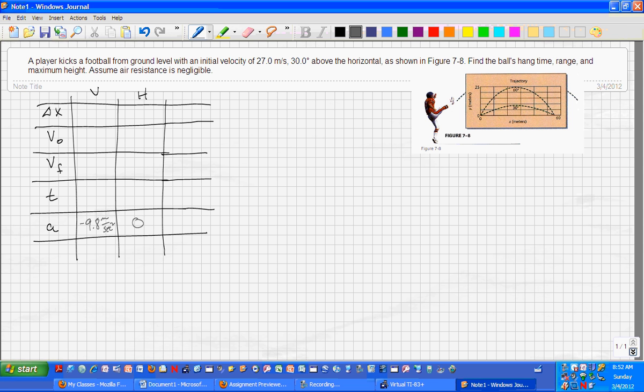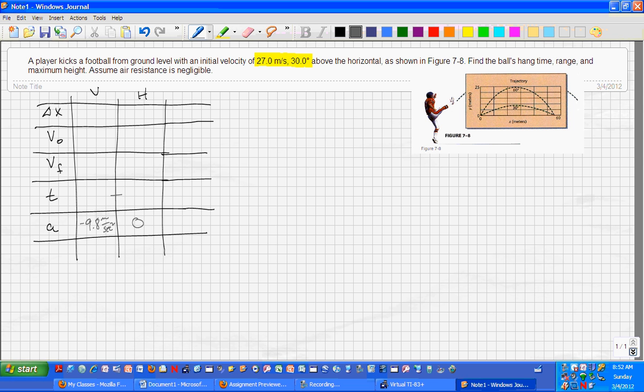V0, we know a little bit about the original velocity of the football. We know that it's 27 meters per second launched at 30 degrees. We'll actually have to calculate our vertical and horizontal components from that using Chief SOHCAHTOA. V final we don't know for either direction. And T we know.